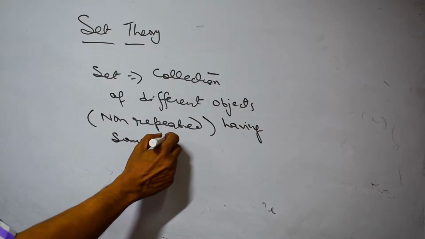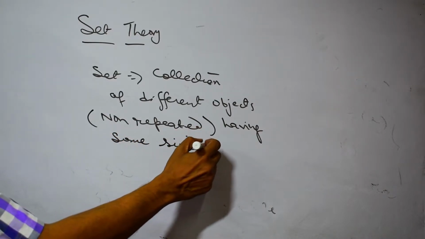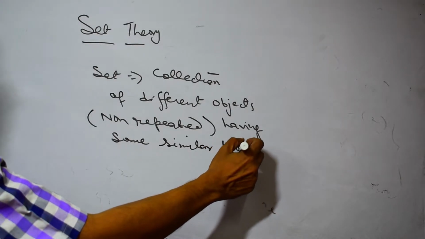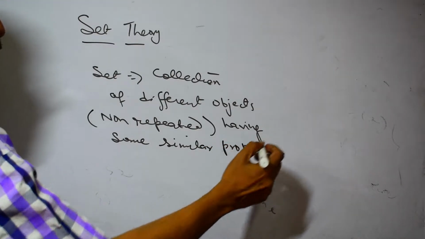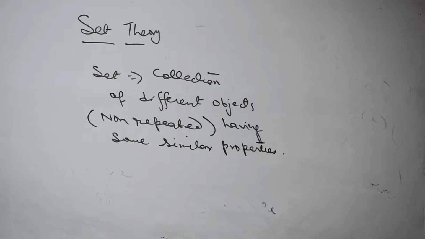having some similar properties. That means if we take letters, then all the letters will be of the same type, like English letters, then it will be set of English letters or alphabets. If it is numbers, then the numbers should be a particular type of numbers or like that. So it is non-repeated objects or non-repeated items, and they should be having some similarity.